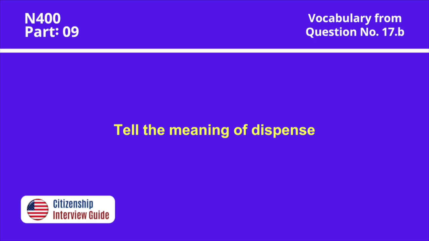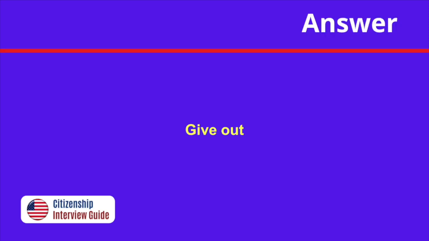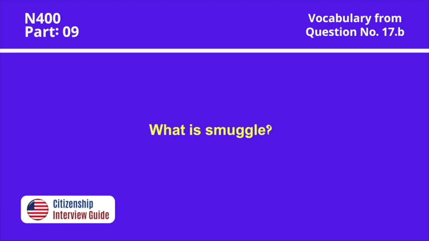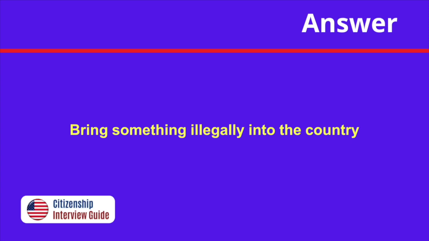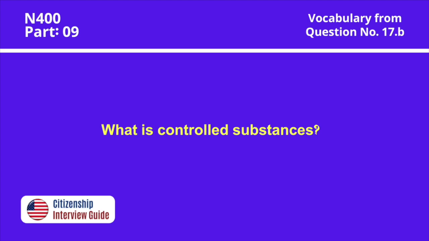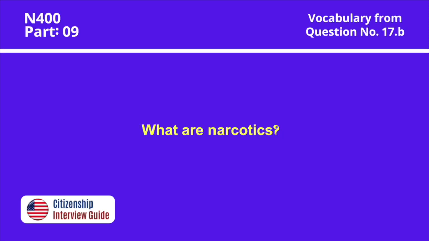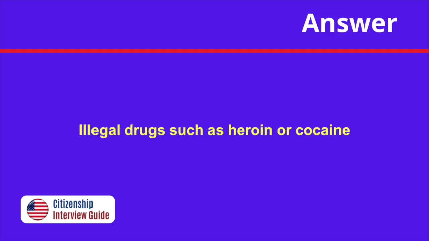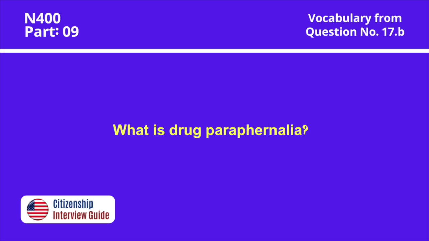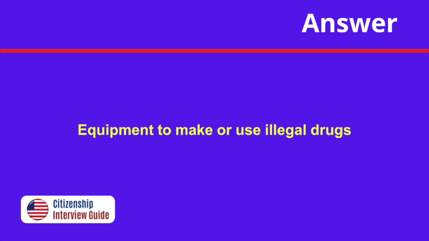Tell the meaning of dispense. Give out. What is smuggle? Bring something illegally into the country. What is controlled substances? Drugs regulated by the government. What are narcotics? Illegal drugs, such as heroin or cocaine. What is drug paraphernalia? Equipment to make or use illegal drugs.